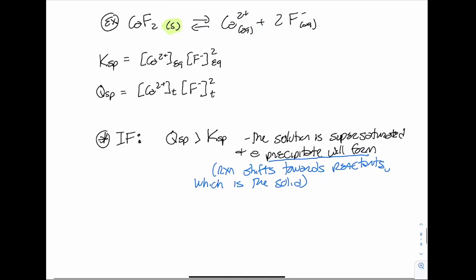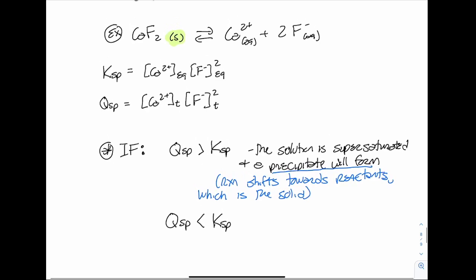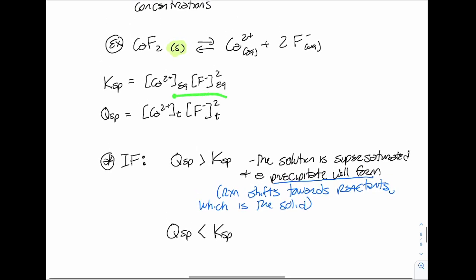And then the opposite, if it's smaller, again, the goal is to get to equilibrium. So if it's smaller, I don't have enough of this, I need more, I need to increase it. To do that, I'm going to shift towards my ions because I need more of them, and I will not get a precipitate.